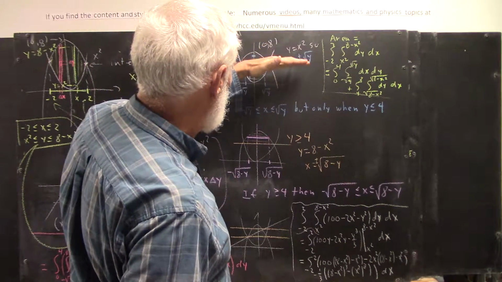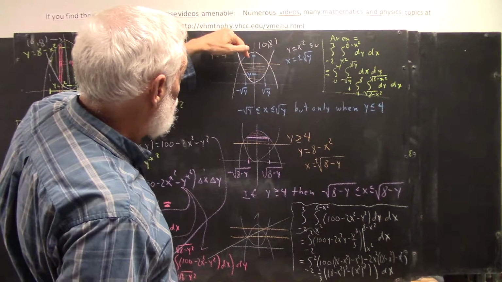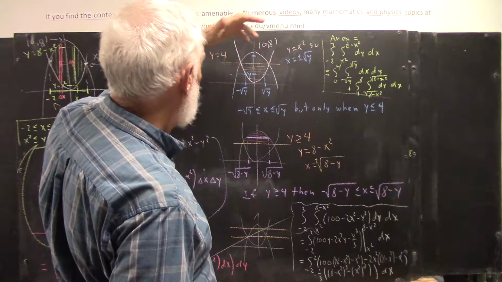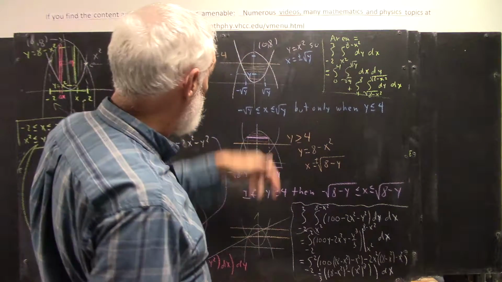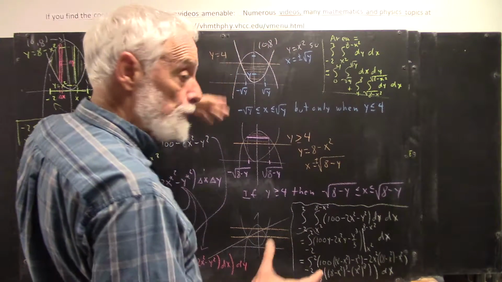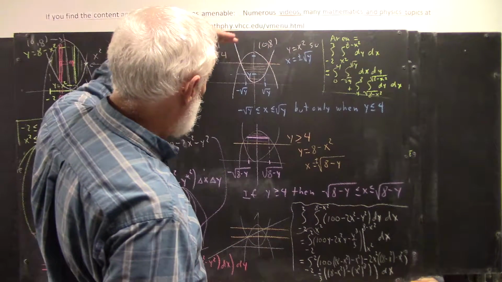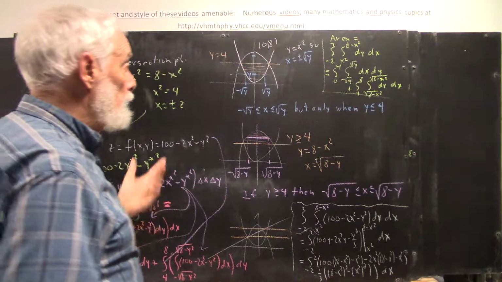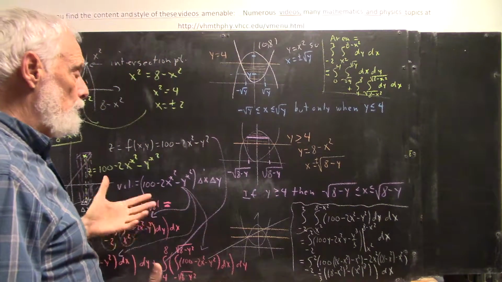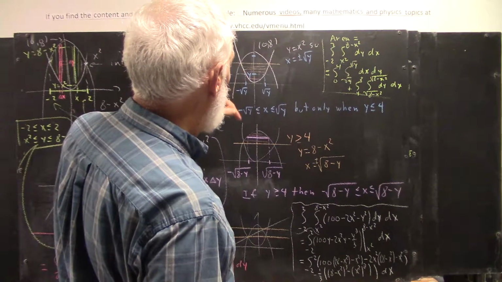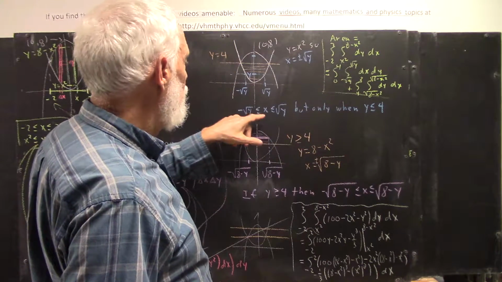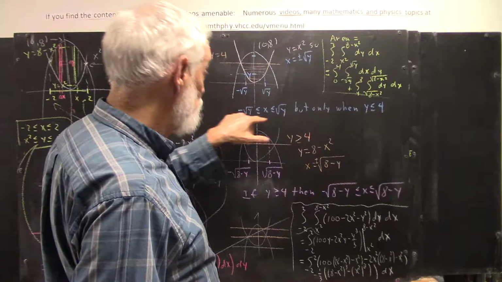Above the line y equals 4, our x values will go from one point of the y equals 8 minus x squared curve to the other. Your x values will be restricted by a different curve when you're above the y equals 4 line. And that curve is the 8 minus x squared curve. So, for y less than 4, x goes from negative square root of y to square root of y.